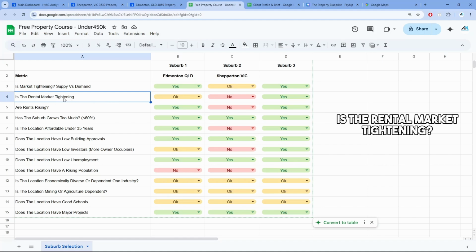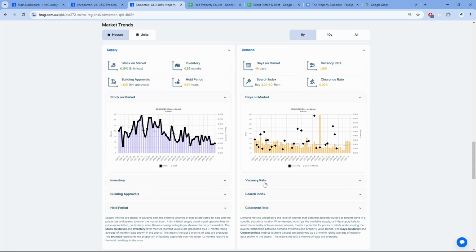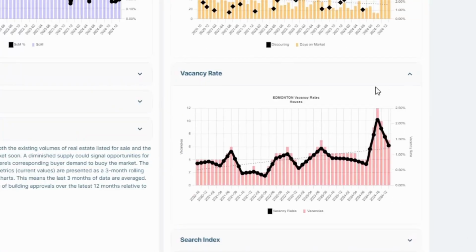Is the rental market tightening? The next metric I want to look at is the rental market tightening. And that's very simple for us to look at. The way we want to look at that is two things. We want to look at the vacancy rate. We can see the vacancy has been trending down.